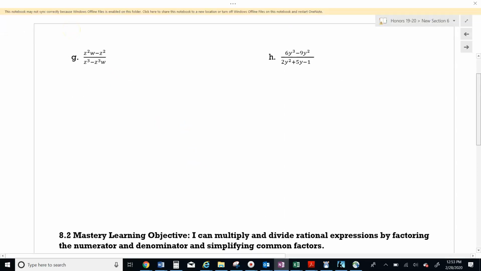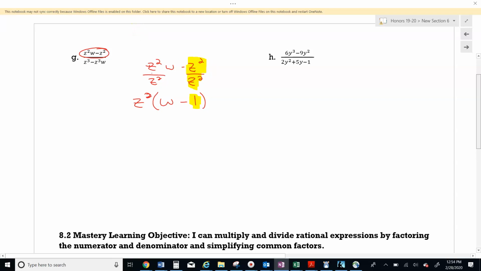Alright, looking at G, I have z squared w minus z squared. Both of these things have a z squared in them. Z squared minus z squared. I bring the z squared out. These z squareds cancel out. I'm left with w minus. These z squareds cancel out. It's still 1. I'm going to highlight this.